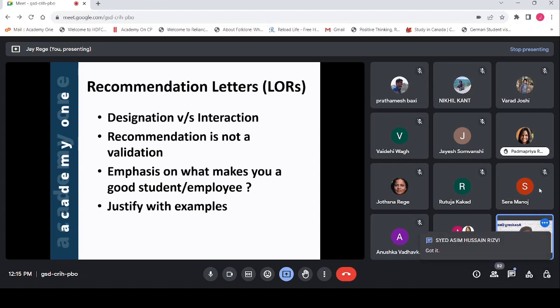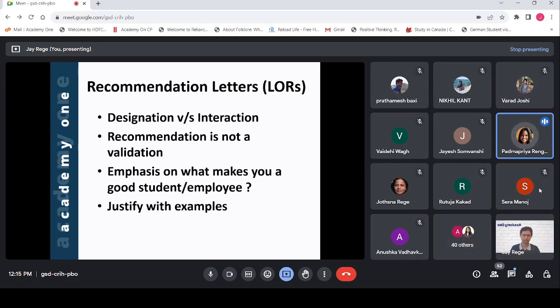Padmapriya, I think you are next. Yes, I had a similar question. The course that I studied in college has now been removed. So I see most of the professors have moved either into research or into corporates, so they're not in the academic line anymore. Does an LOR from them also hold valid?